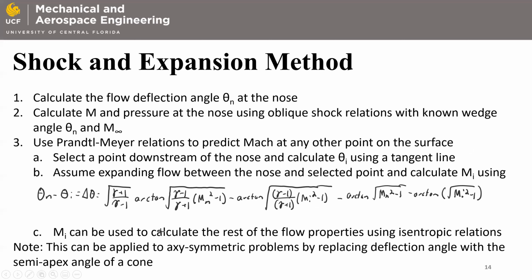So then you can use M I to calculate the rest of the flow properties using isentropic relations, which are a lot easier. You don't have to go calculating something insane for every point on the nose. And then you can also apply this to axisymmetric problems. You would replace the deflection angle theta with the semi-apex angle of a cone. I need to brush up on my geometry. I'm not sure what this is, but you can do it.